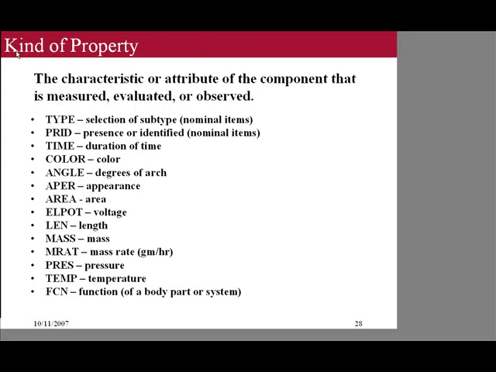The kind of property, again, could be as simple as just saying the type of thing, or you could say whether a given thing is present or absent. You could say this measurement represents a time or a duration, amount of time. It could be a color, an angle, an area, a length, a mass, amount of mass per unit time, pressure, a temperature. Those are all kinds of things that are expressed as a kind of property about this item.